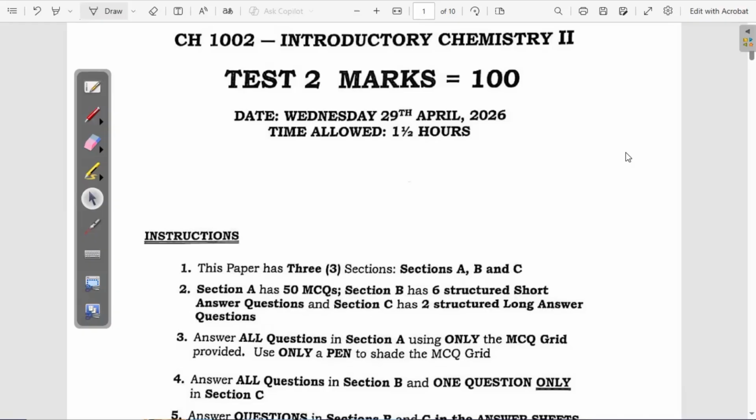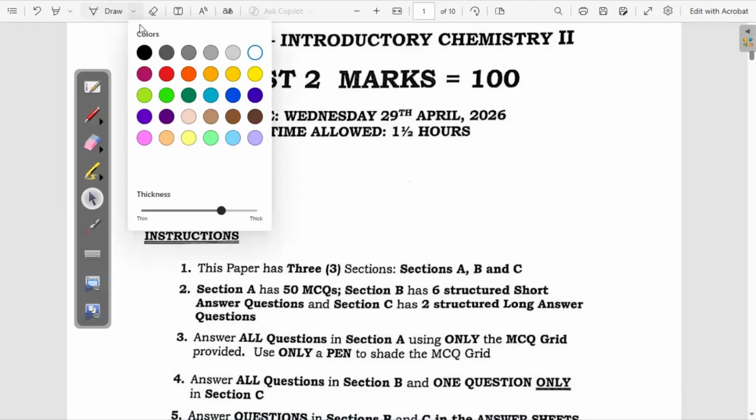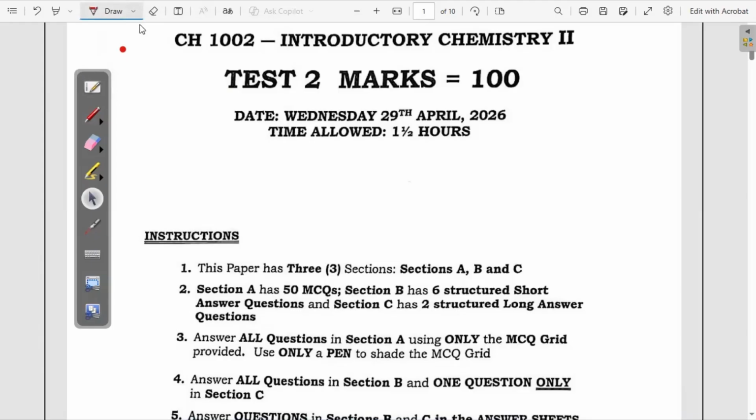So this paper here has 3 sections, okay? There's section A, there's section B, and there's section C. Section A has 50 multiple choice questions. We're going to answer all of them. Then sections B and C have structured questions.